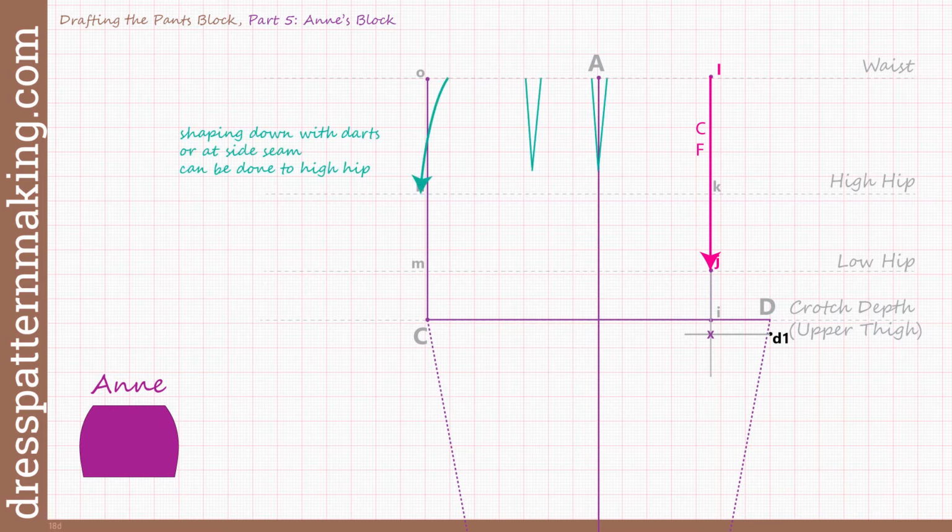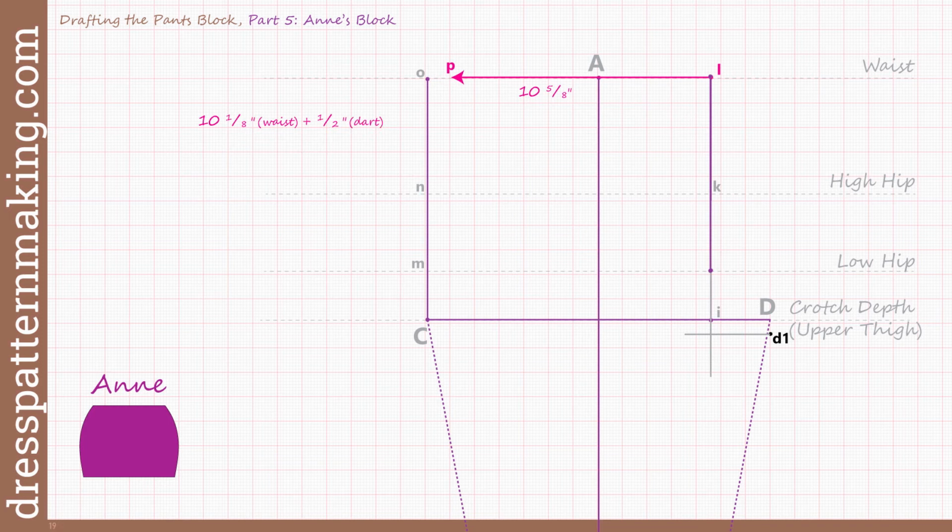Doing the waist shaping at the side seam and with darts will limit that shaping down to her high hip. So using the result of the calculation I did earlier, I'll take 10 1/8 of an inch and add ½ an inch for a dart. From point L at the waist, I'll measure towards point O at the side seam for 10 5/8 of an inch and mark point P.